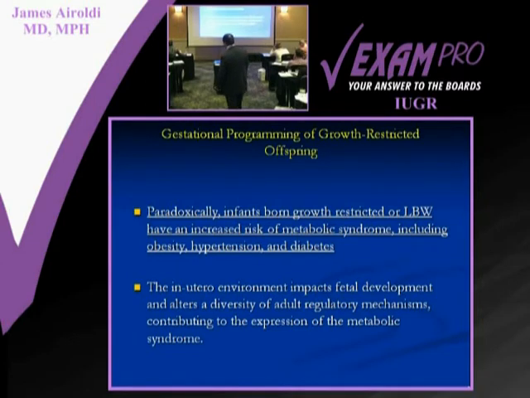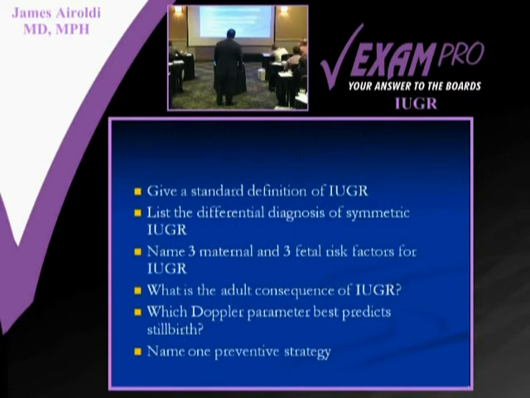And lastly, gestational programming. Remember that all this programming can have effects when you become an adult. Paradoxically, infants that were born growth restricted have an increased risk of having metabolic syndrome as they grow up, i.e. obesity, hypertension, and diabetes. So what happens in utero impacts fetal development and alters a diversity of adult regulatory mechanisms, which generally come together as the metabolic syndrome. So if you're IUGR, unfortunately, you're at risk for cardiovascular disease as an adult, and that's important.